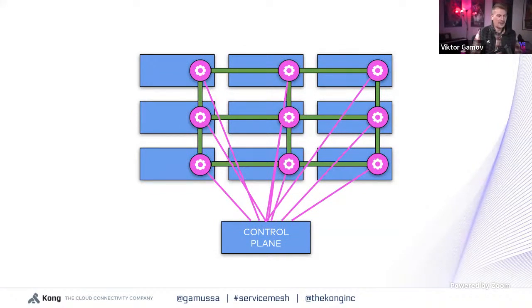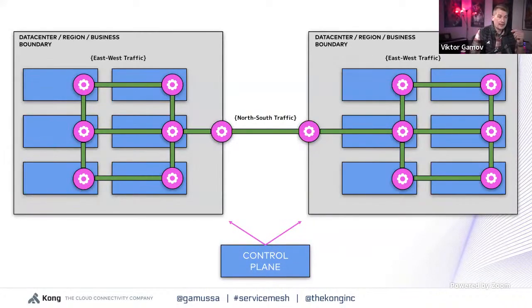Now, I mentioned that a control plane can manage multiple data planes deployed in multiple different locations. So you can have a global control plane that manages multiple meshes deployed in different environments. Different things will be distributed across multiple different environments.